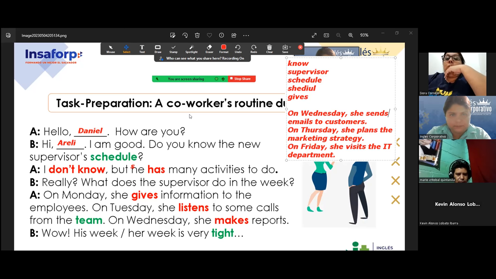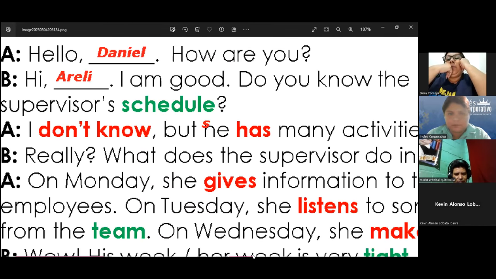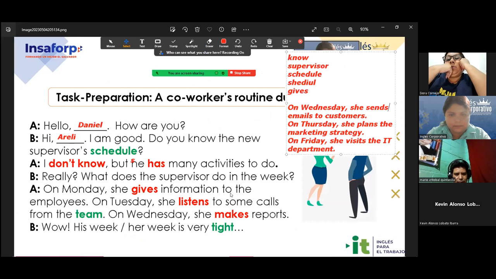Her week is very tight. Okay. Pregúnteme usted ahora. Ahorita. Es que la última fila no la veo. Pero bueno. Hello, Mario. How are you? Espérame, lo voy a bajar un poquito. Hi, Dora. I am good.